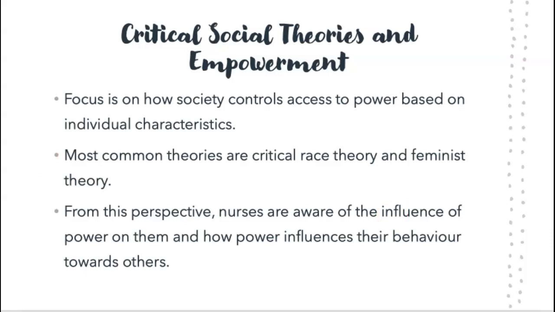So starting off with the critical social theories and empowerment. Critical social theories focus on how society controls access to power based on individual characteristics such as skin color, gender, religion, and sexual orientation. The most common critical social theories are critical race theory and feminist theory. These groups, whose freedoms and rights are restricted by socially imposed inequities or inequalities, are known as oppressed groups.